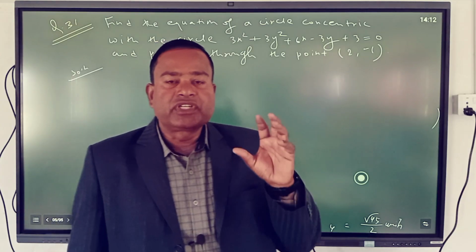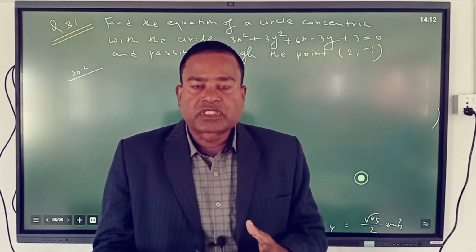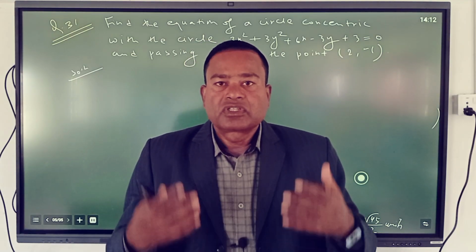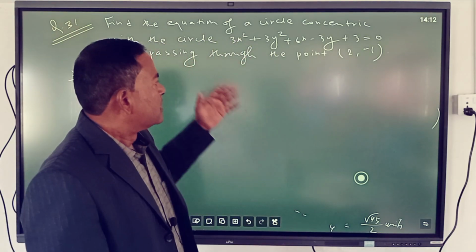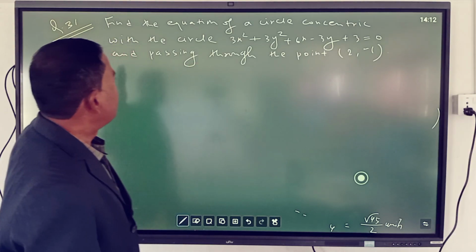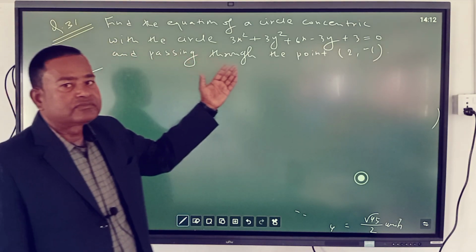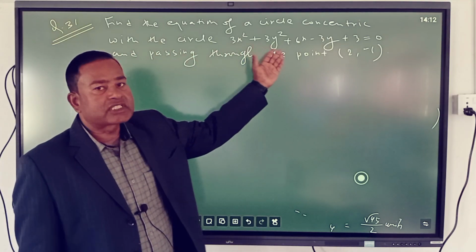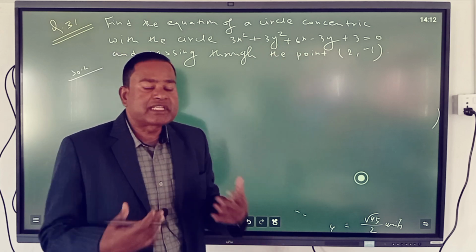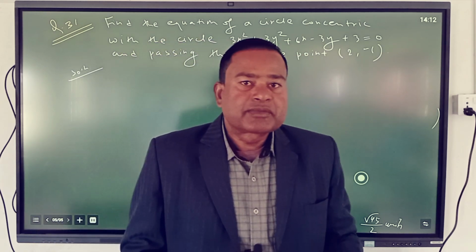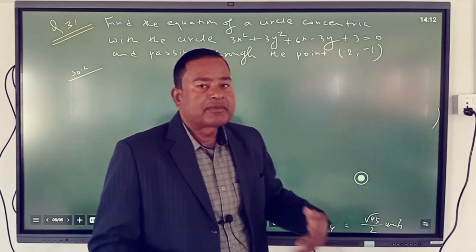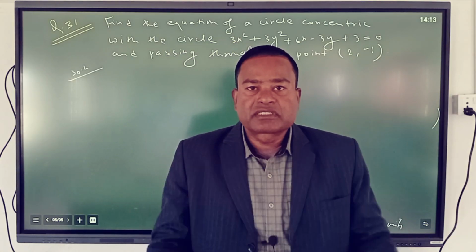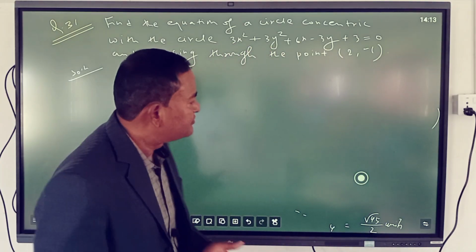So dear students, if we draw two or more than two circles taking the same center, then the circles are called concentric circles. So here in this case, we have to find out the equation of a circle which is concentric with 3x square plus 3y square plus 6x minus 3y plus 3 is equal to 0 and passing through the point 2 comma minus 1. Let us represent this question by means of a rough diagram.